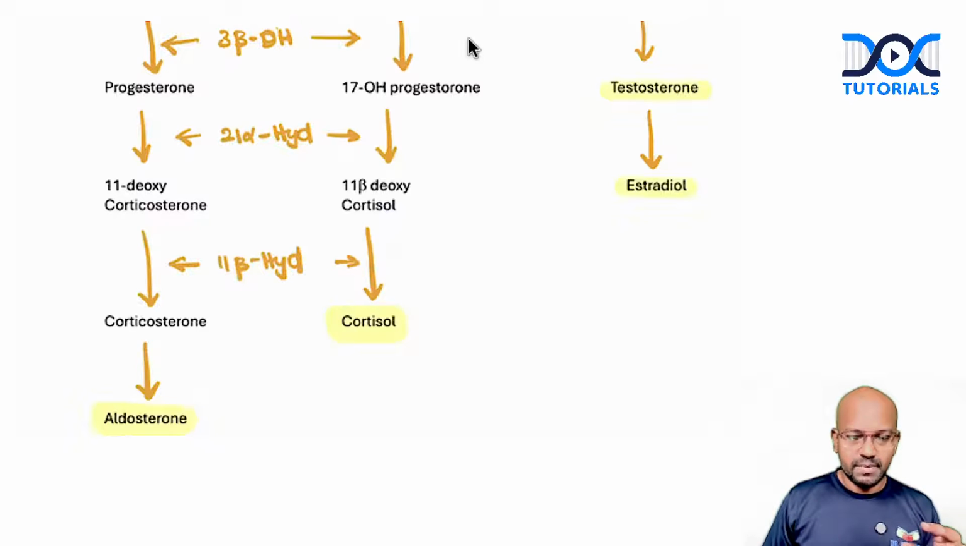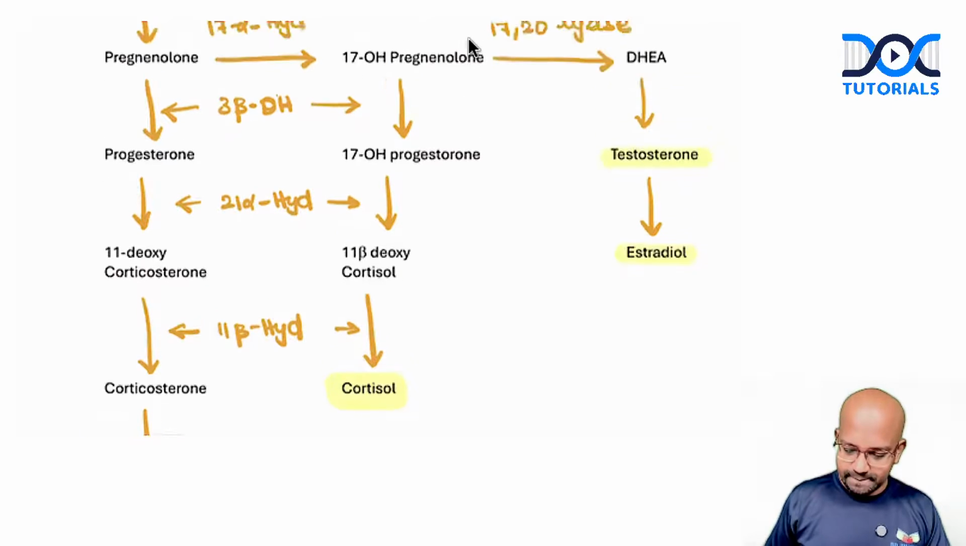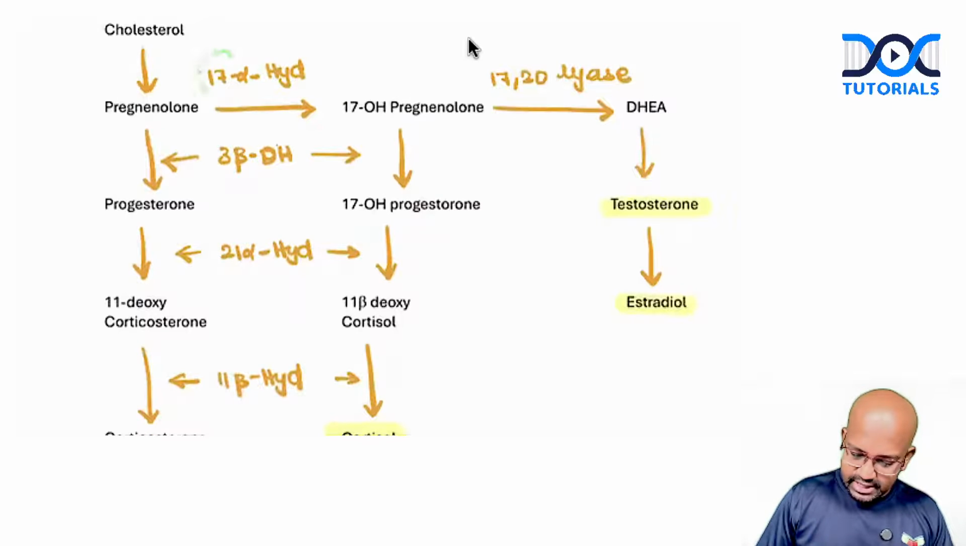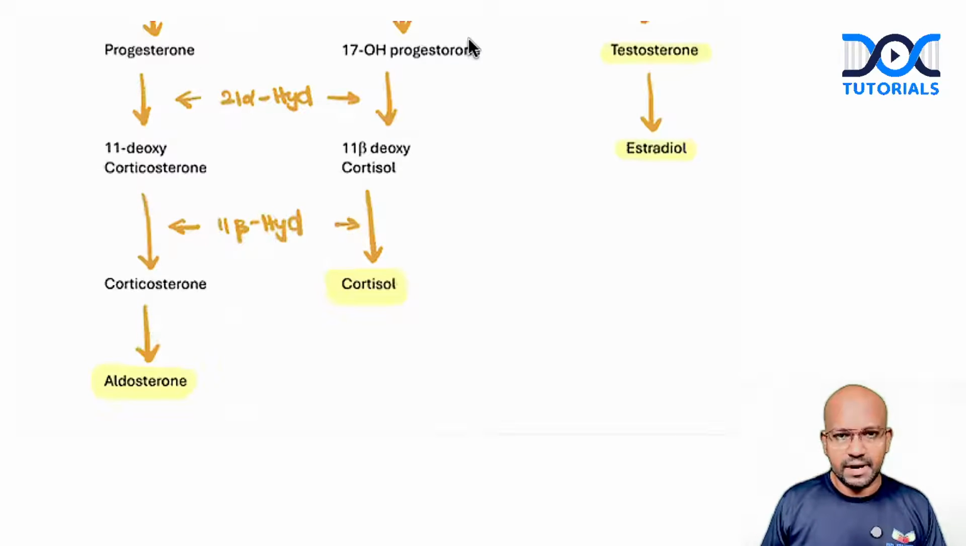Now, how do we remember it, my dear? So simply just remember 173, 2111. This is the sequence of the enzymes involved in the major synthesis of glucocorticoids and mineralocorticoids, which is, as we can see, 17 or 173 and 2111. Remember that 173 and 2111 is the way in which we can easily remember it.